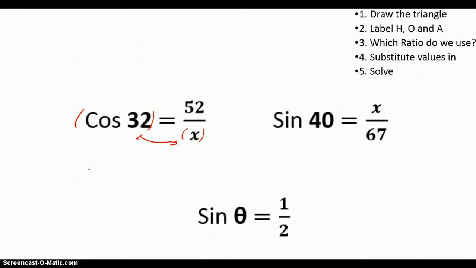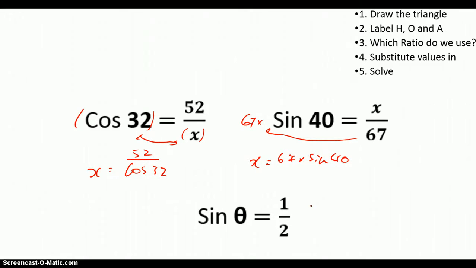And that would result in x equals 52 over cos 32 if x was on the bottom. Likewise, if x was on the top, we worked out in the previous video that all we need to do is move that over to the side there and go 67 times, so that would be 67 times sine 40.